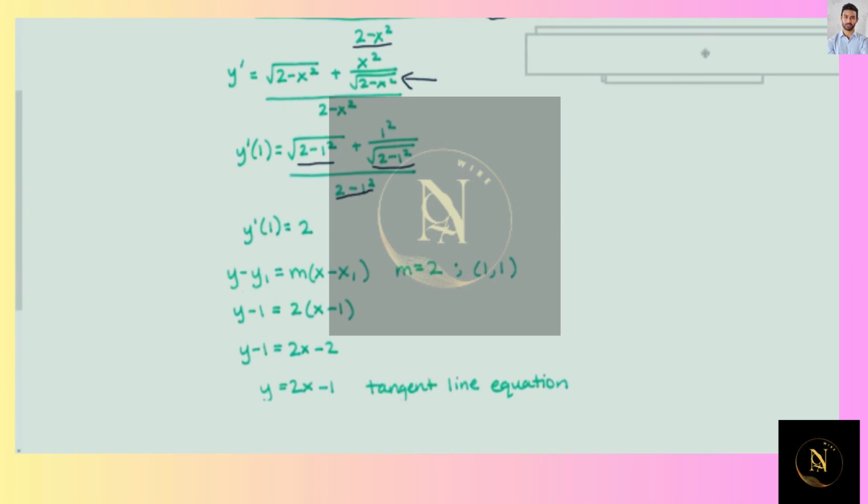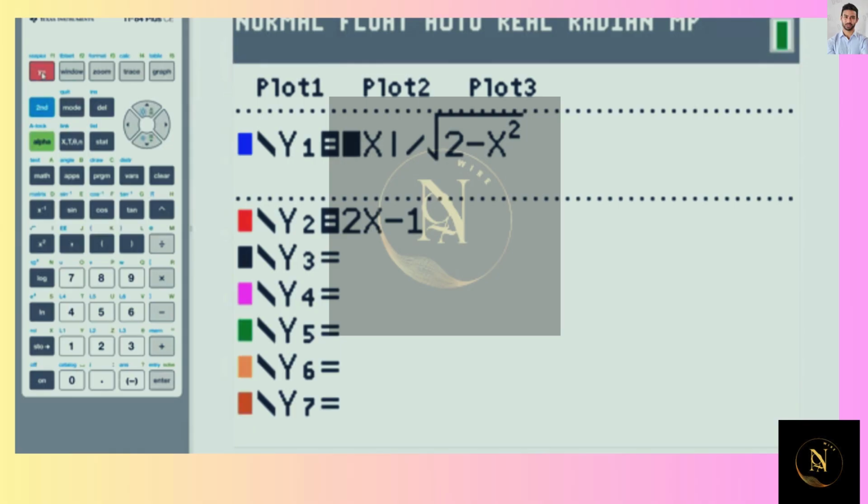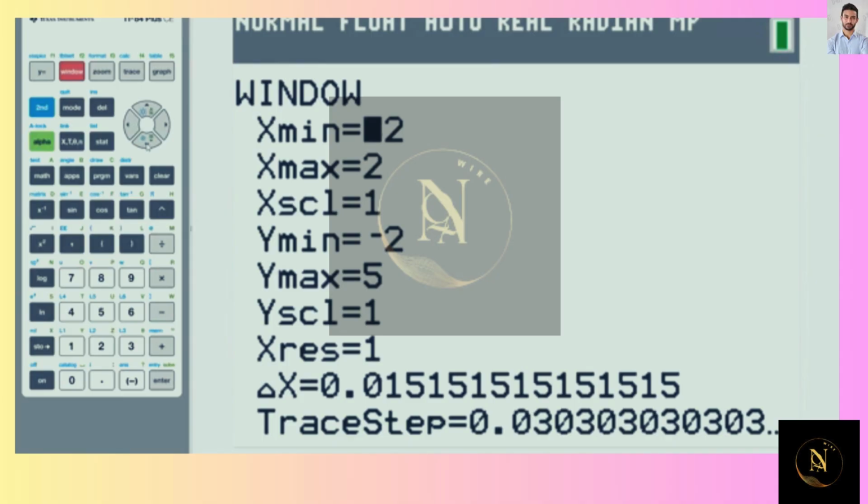So next what we want to do is graph both the function and the tangent line on the calculator. So we go to y equals, we type in the function in the y1 line, and we type in the tangent line as y2. And then we're going to graph these, and we'll see that that truly is the tangent line at that point. So for a window, I chose to use x values from -2 to 2 and y values from -2 to 5.